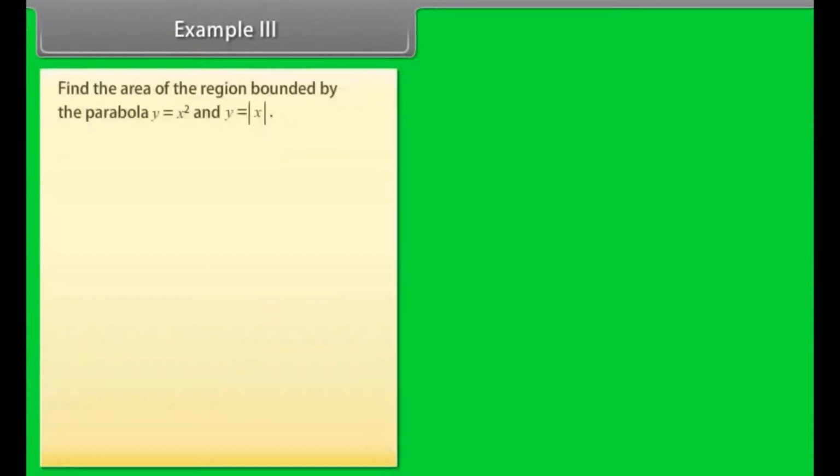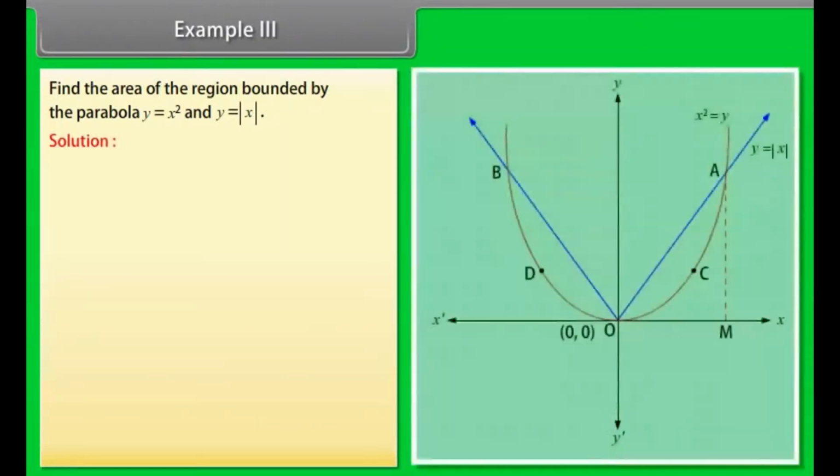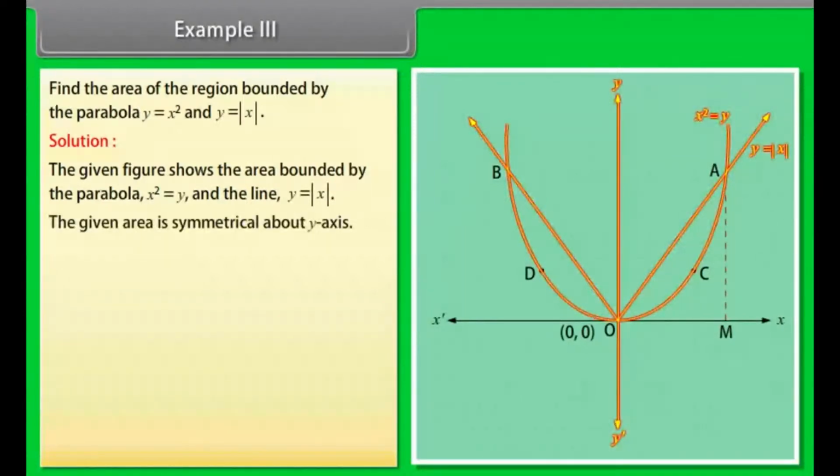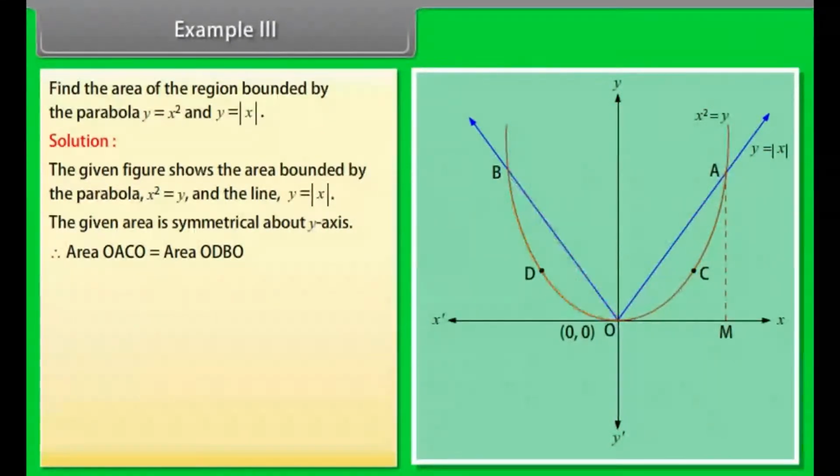Example third. Find the area of the region bound by the parabola y = x² and y = |x|. Solution. The given figure shows the area bound by the parabola x² = y and the line y = |x|. The given area is symmetrical about the y-axis. Therefore, area OACO is equal to area ODBO.